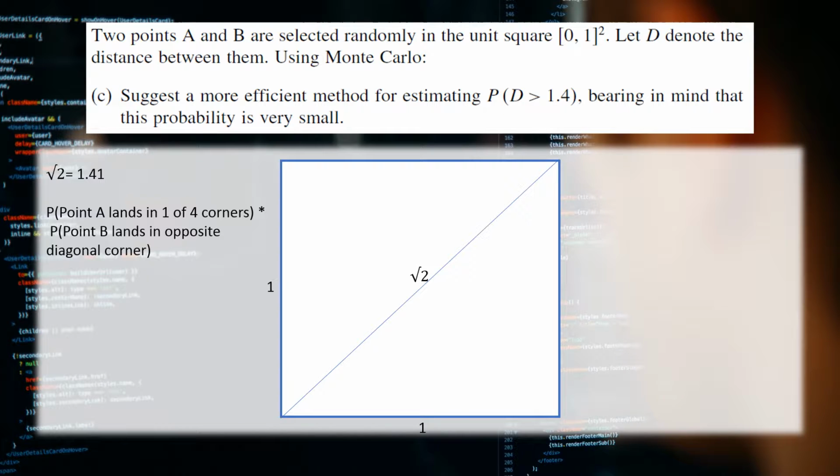Our next problem we're addressing is suggesting a more efficient method for estimating the probability that the distance between the 2 points A and B is greater than 1.4. So this is, in simple terms, the probability that point A lands in one of the 4 corners and the probability that point B lands in the opposite diagonal corner. We're going to be zooming in onto one of the 4 quadrants to get a better representation of how to calculate this.